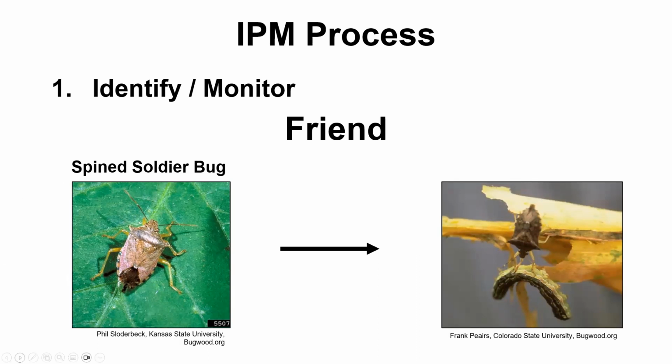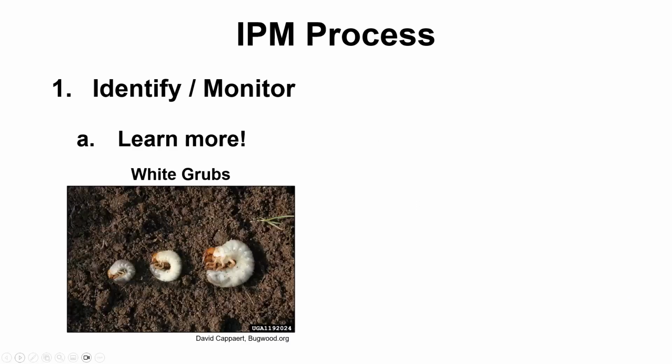So you're not killing things or treating things that aren't actually pests. Now that you've identified your pest, great. Now we're going to learn more about it. So here we have, I found a white grub in my lawn, right? I'm having issues with my lawn. I found white grubs. That's great. Now let's learn more about them.